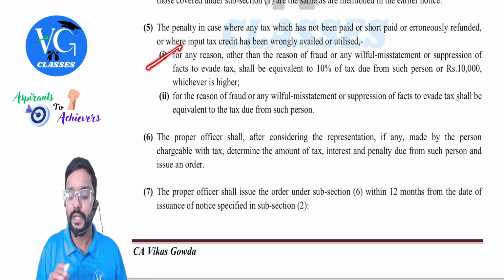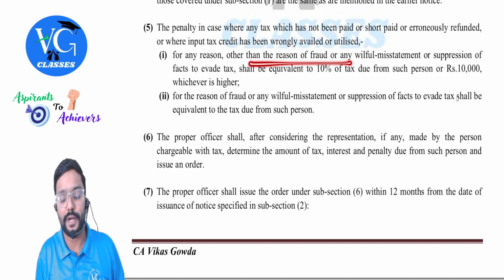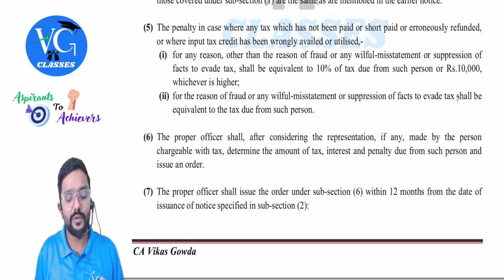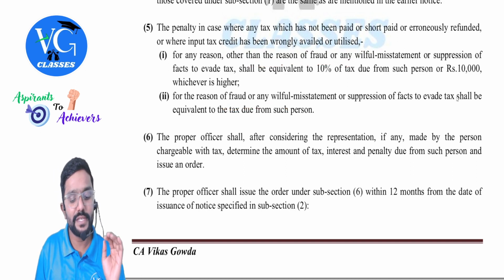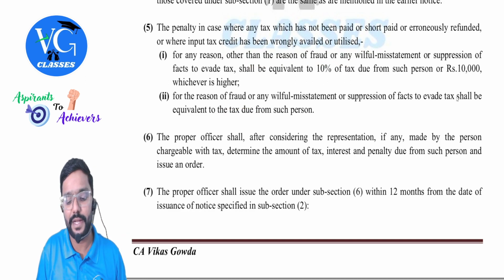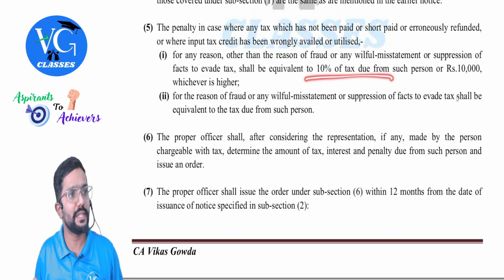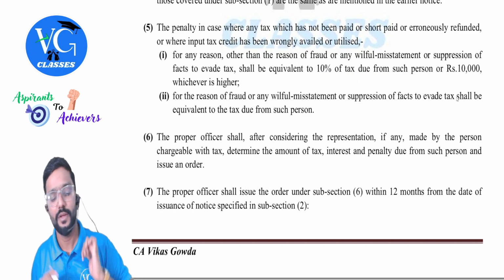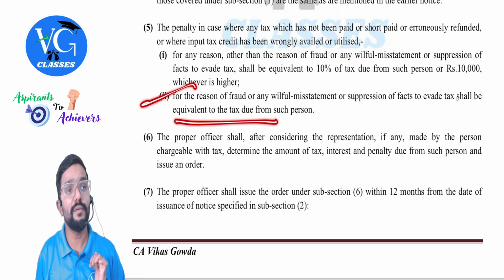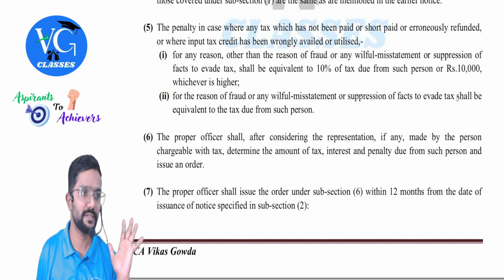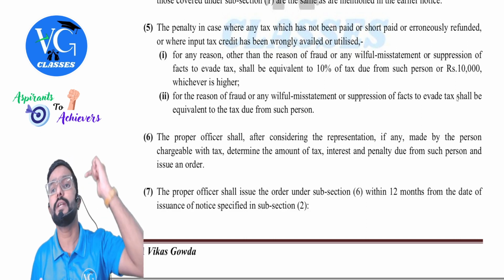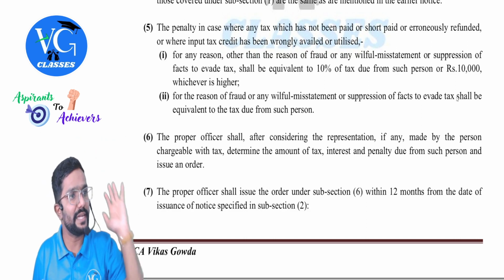Clause 1 talks about any case other than what? Fraud. Whereas clause 2 talks about what? Fraud. Guys, if it is any case other than fraud, what is the amount of penalty? 10% of tax amount or 10,000, whichever is higher. Whereas if it is due to fraud, amount equivalent to tax. In simple, 100% of tax. It can be up to how much? 100% of tax. Yes, they are telling.